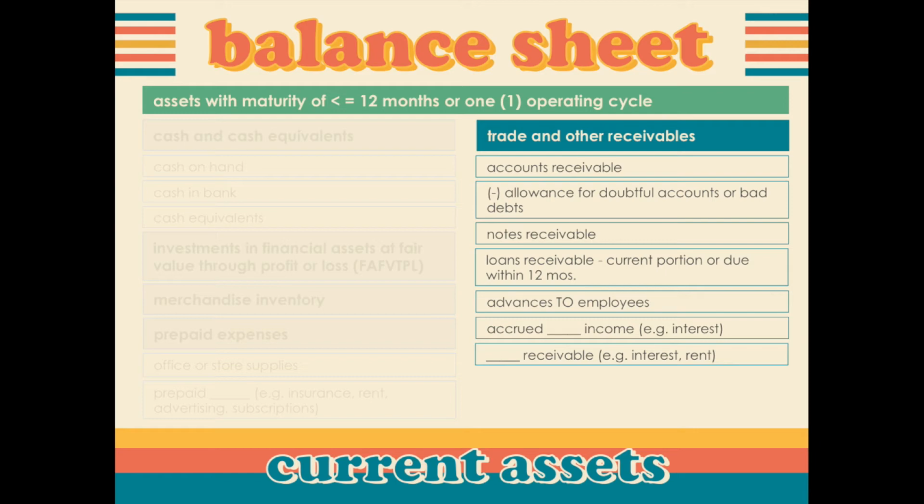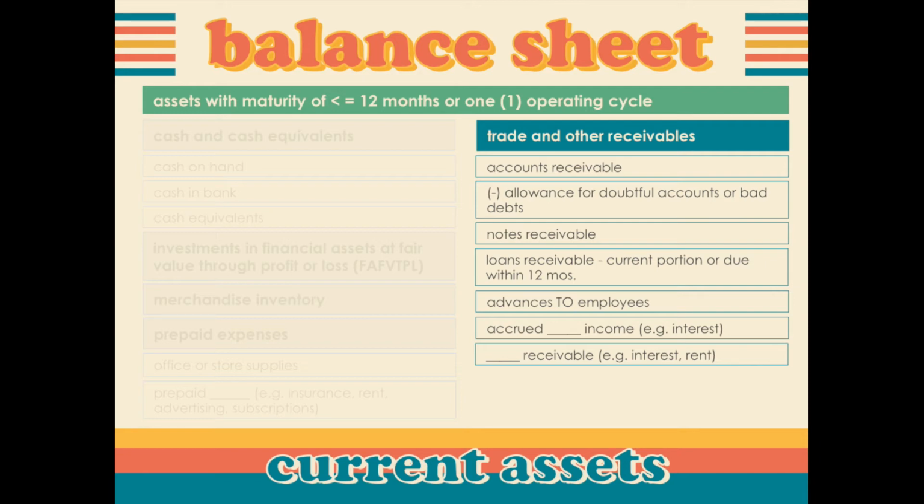Next, we have accrued income, which pertains to income that has already been earned but not yet paid. This means that the company has already provided the service or already has the right to the income but has not yet collected the payment. So in essence, accrued income is a receivable. So you can just fill in the blank with the nature of the transaction.